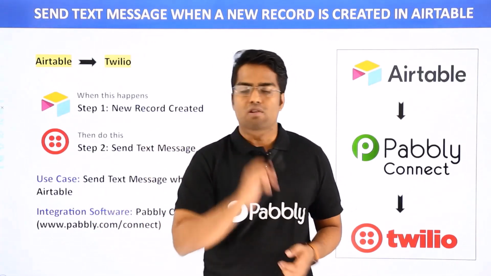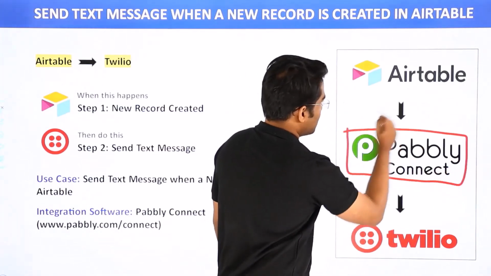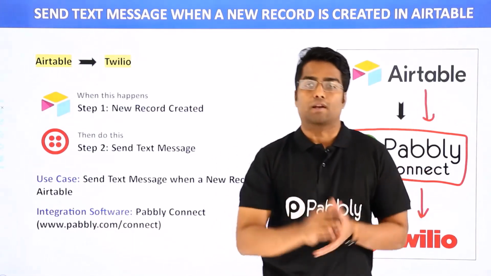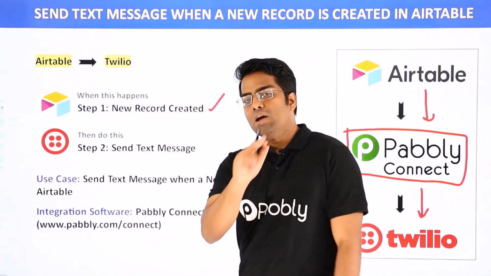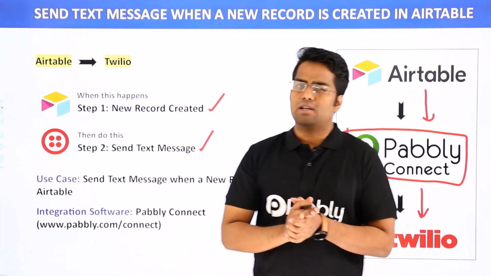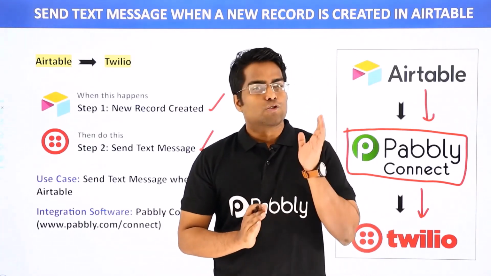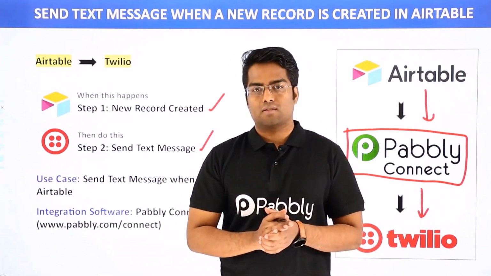So in this video we will be using Pabbly Connect to integrate Airtable and Twilio. So what Pabbly Connect will do is, anytime a new record is created in Airtable, it will automatically send an SMS via Twilio. Now this integration can be done in very few steps, and the best part of using Pabbly Connect is there is no need for coding skills or programming knowledge. Let me show you on my screen.